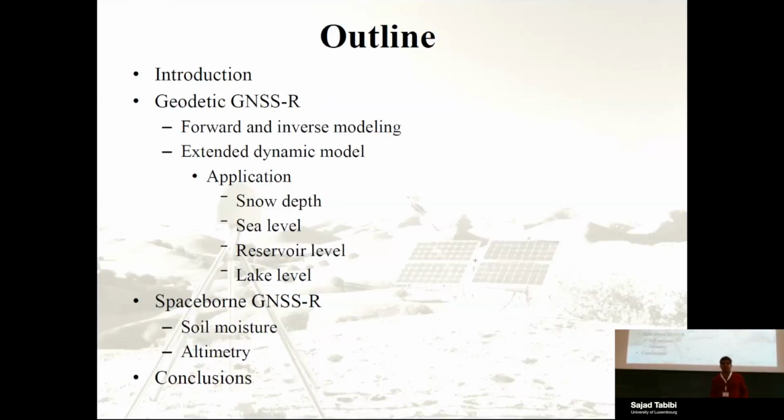different GNSS signals. Then I will talk about the geodetic GNSS-R, where I talk about the forward and inverse modeling of the GNSS-R. Then I will shortly talk about the extended model, and then I will show some applications where we can extract snow depth and sea level. Then I switch to the spaceborne GNSS-R, where I will show how we retrieve soil moisture and the ultimate product, and then the conclusion.